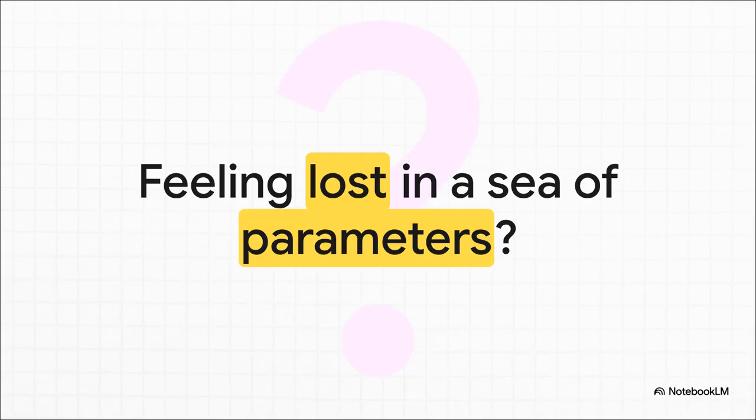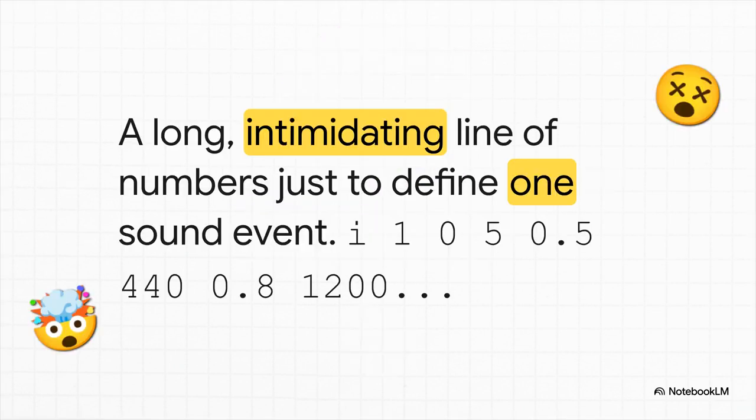So, have you ever opened up a sound design project and just felt completely lost? You know the feeling. You've got this incredible idea for a sound in your head, but to get there, you're faced with tweaking dozens of different knobs and numbers for every single note. It can feel a lot more like you're doing data entry than actually making music. And yeah, in a Csound score, that feeling often looks just like this long, intimidating line of numbers just to define one single sound event.